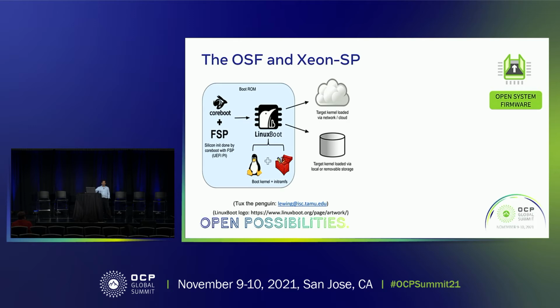Brief introduction. You heard about the FSP overview in Nate and Isaac's talk. So I won't bore you with it, but at a high level, FSP essentially provides the silicon initialization for the Xeon platforms. You can have a bootloader of your choice. In this slide, we are talking about a core boot specific focus. And then we have a payload for Linuxboot to essentially boot into the operating system, do the customization, and then either boot from the network or boot from the local drive, right? So that's essentially the simplified flow.